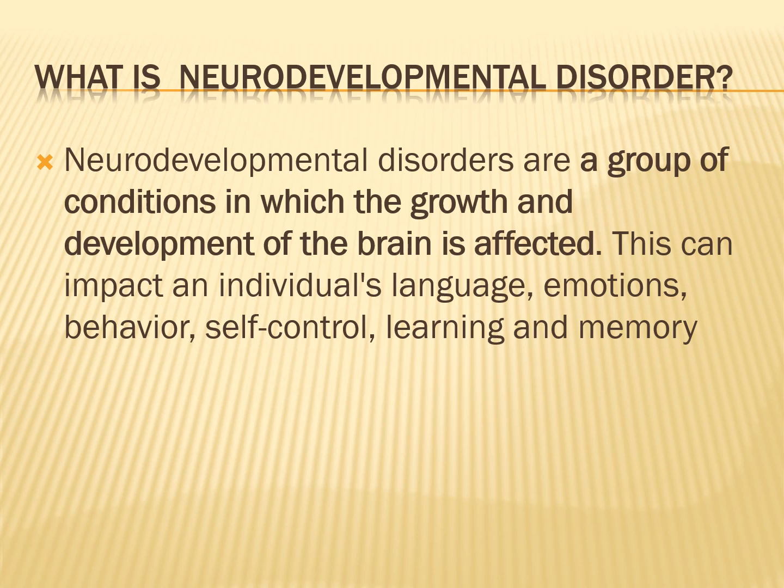It is to be clearly understood. It is the condition which will hamper the growth and development of the brain. So these are the conditions in which the growth and development of the brain is affected. Because it is affected, it can have an impact on several areas of a child's functioning. It can be language, emotions, behavior, self-control, learning, memory. It can have an impact on multiple areas of an individual's functioning. So now we know what a neurodevelopmental disorder is. It is a condition which will affect the growth and development of the brain.